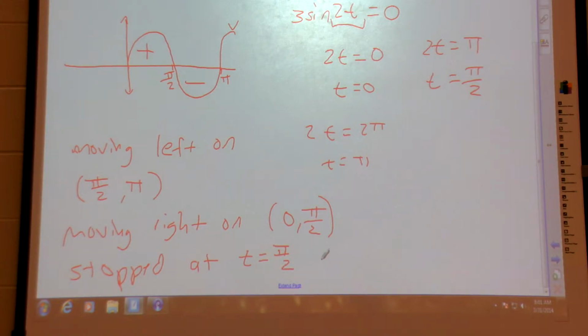Now, I don't need to put 0 and pi. Why? Right. Look, it's not equal to, right? But if these were equal to, you better include it in your answer. Nothing new there, right? Hopefully.